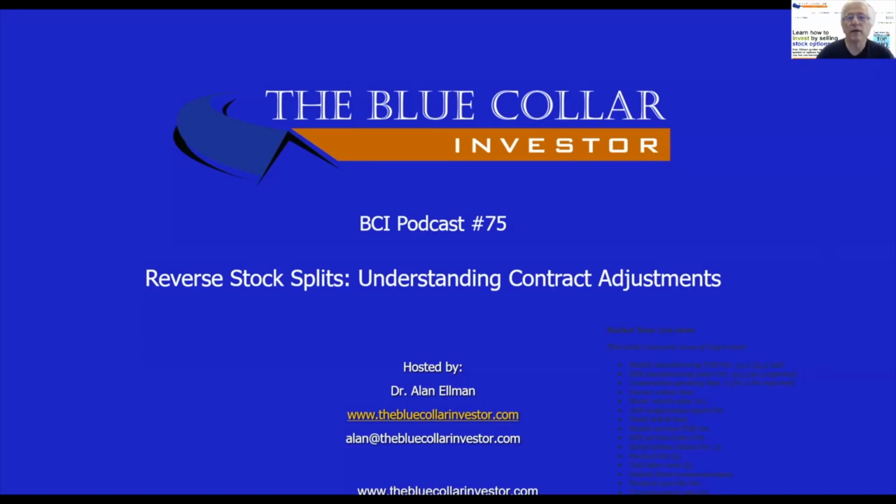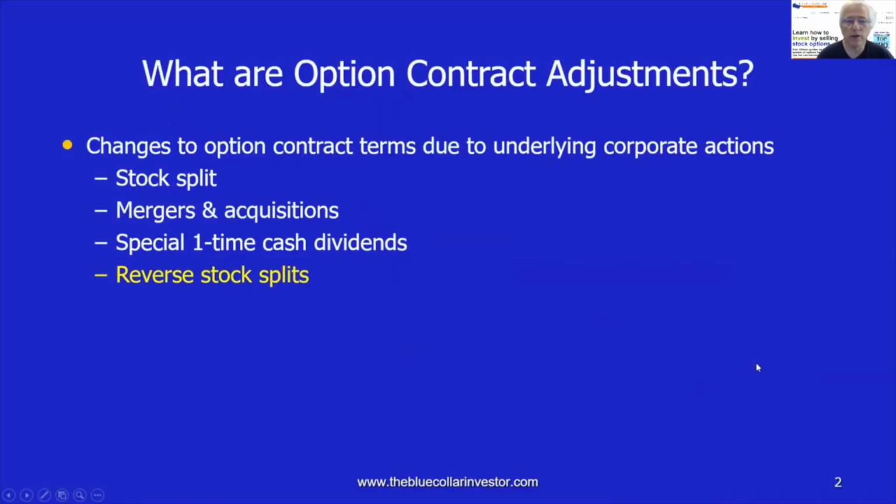Every so often, the option contract that we sold will all of a sudden seem to change when we take a look at an options chain. Those are usually due to contract adjustments. So what exactly are contract adjustments? These are changes made to the option contract by the Options Clearing Corporation due to underlying corporate actions.